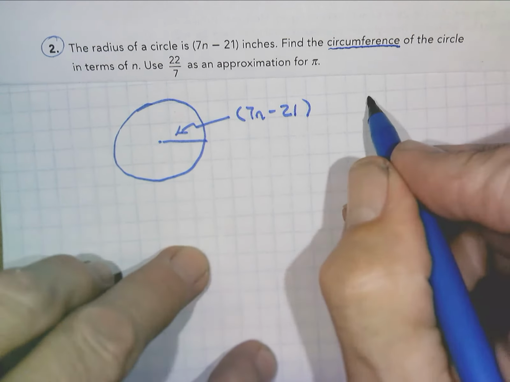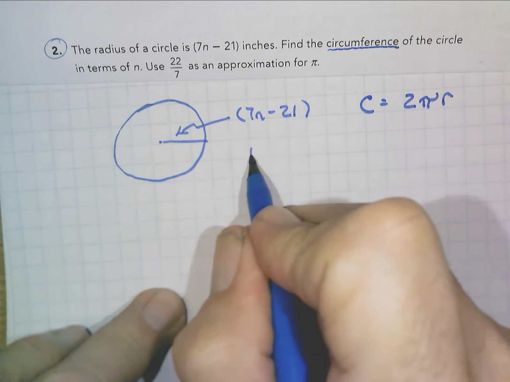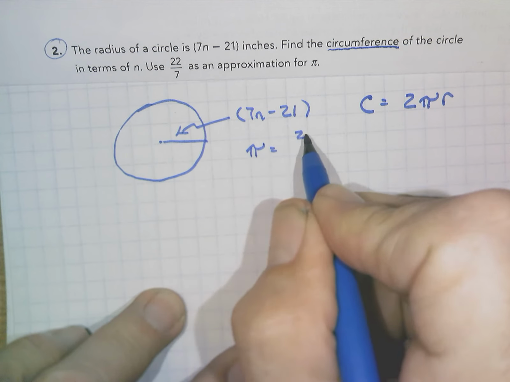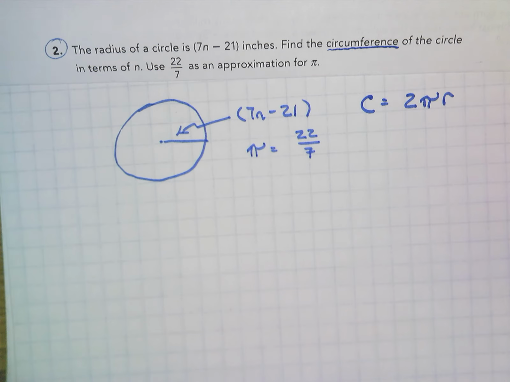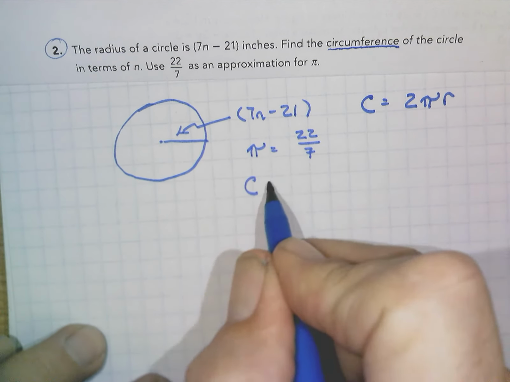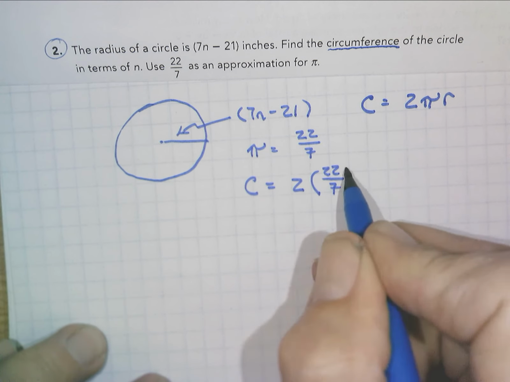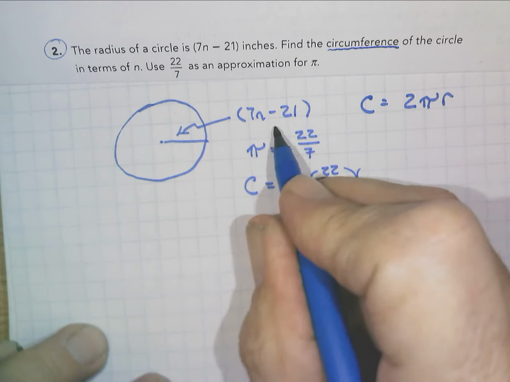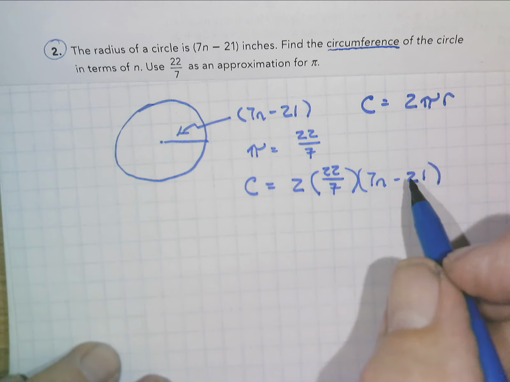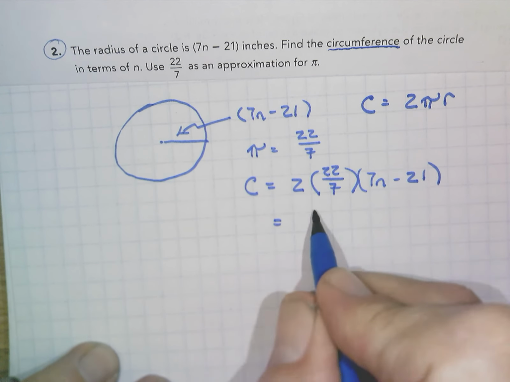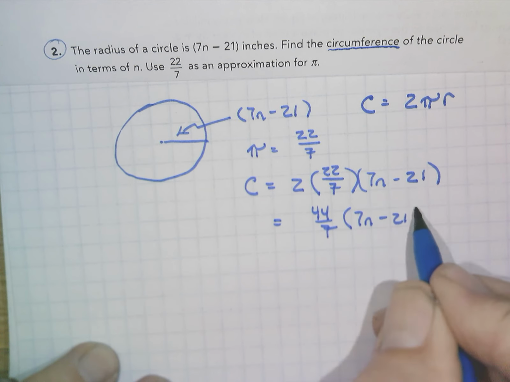And the circumference of a circle is found by multiplying 2 times pi times r. And it tells us in this particular problem, we are going to use pi in the form of 22 over 7. So let's just substitute in the formula what we know. Circumference is equal to 2 times 22 over 7 times radius, which we are told is 7n minus 21. PEMDAS tells us to do this multiplication first. 44 over 7 times the quantity 7n minus 21.